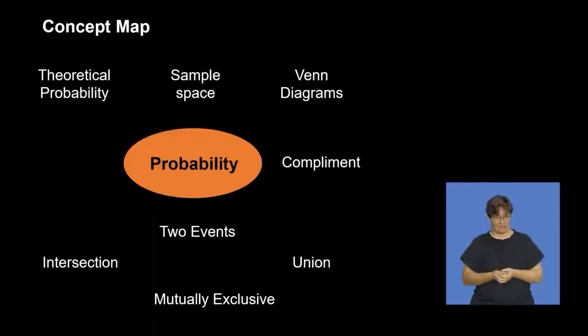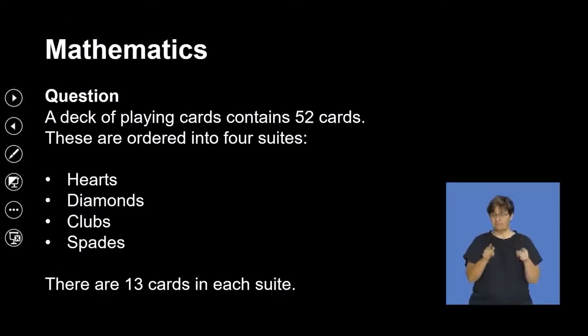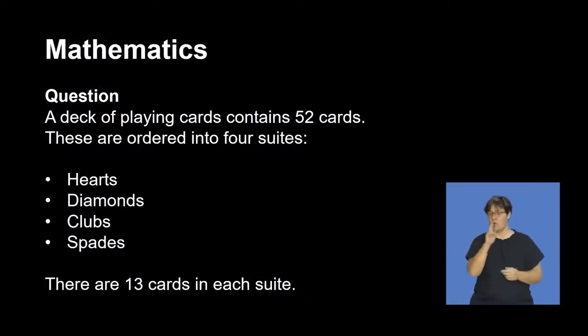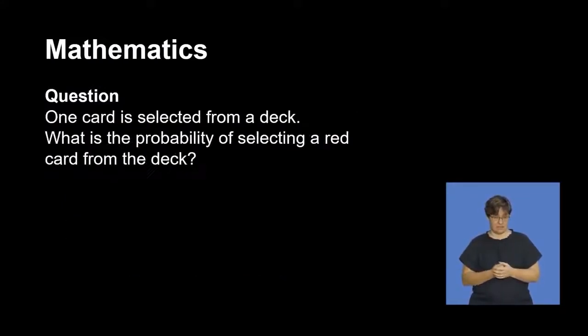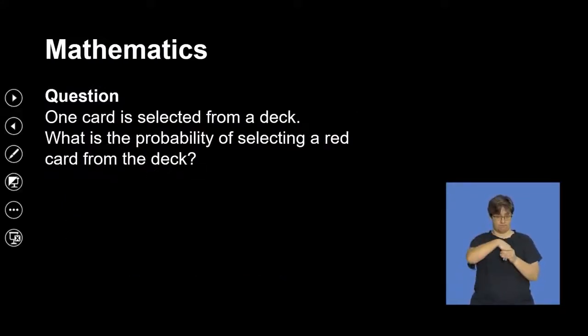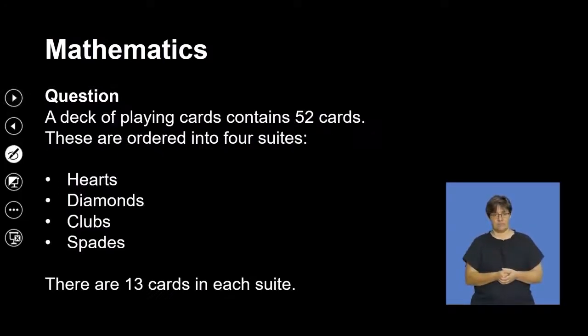So we're definitely going to look at theoretical probability, at Venn diagrams, at two events, union, intersection, and whether things are mutually exclusive or not, and apply the OR rule. So here's our little situation. We've got a deck of playing cards that contains 52 cards. So there are 52 cards in this deck.